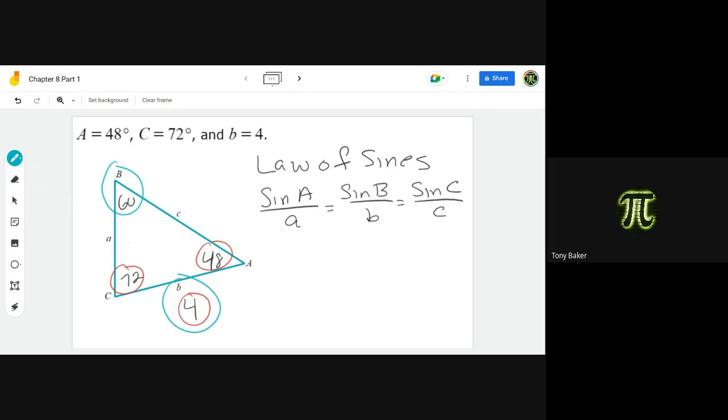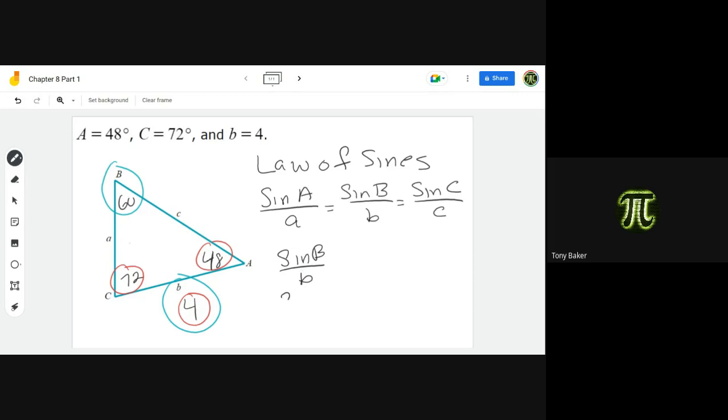How many degrees are in a triangle? That's okay. 180. So we just subtracted the other two from 180. I didn't do it. I'm assuming they got the 60 correct. Sometimes I just have to go with you. All right. So we're going to use the B. So we have sine of B over B.